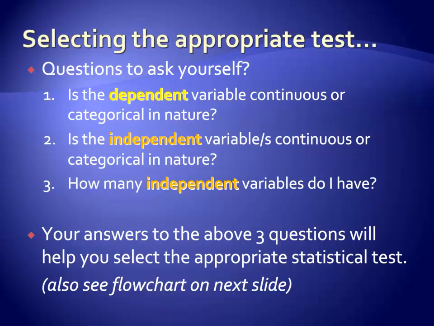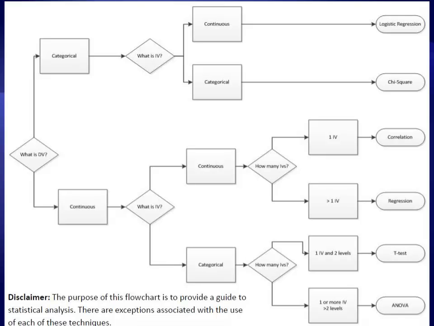When selecting the appropriate test, it is therefore important to ask yourself the following questions to help ensure that you are not violating any of the key assumptions of the statistical test. What is the nature of the dependent variable? What is the nature of the independent variable? How many independent variables do I have? After answering these questions, you can then use this flowchart to select the most appropriate test.